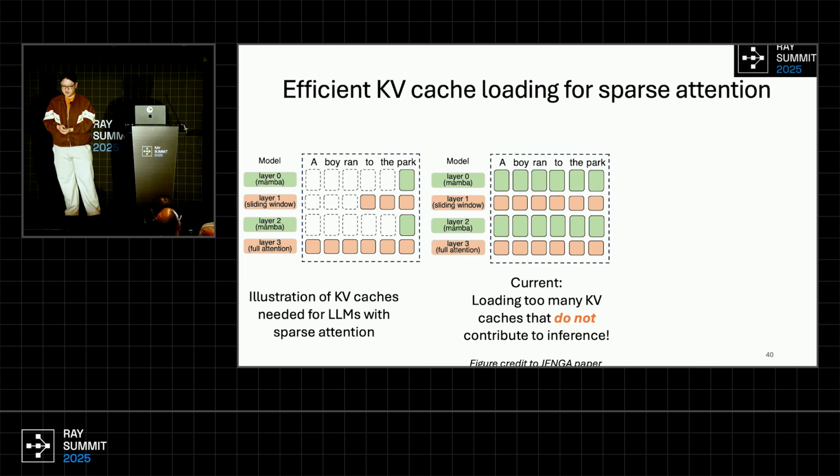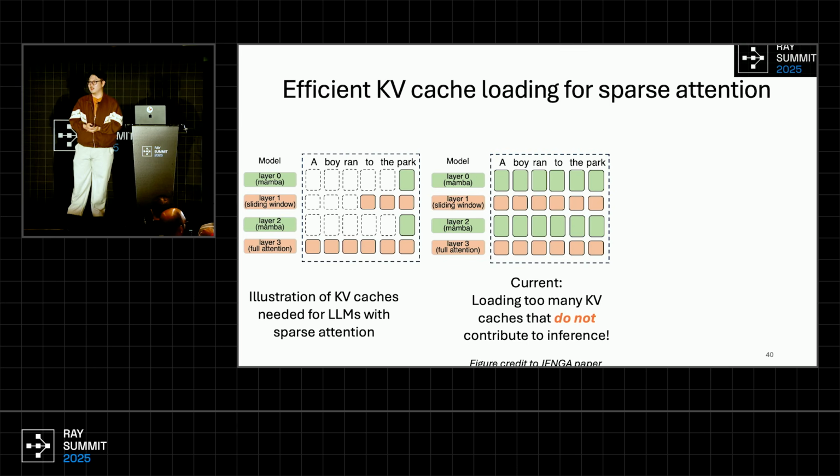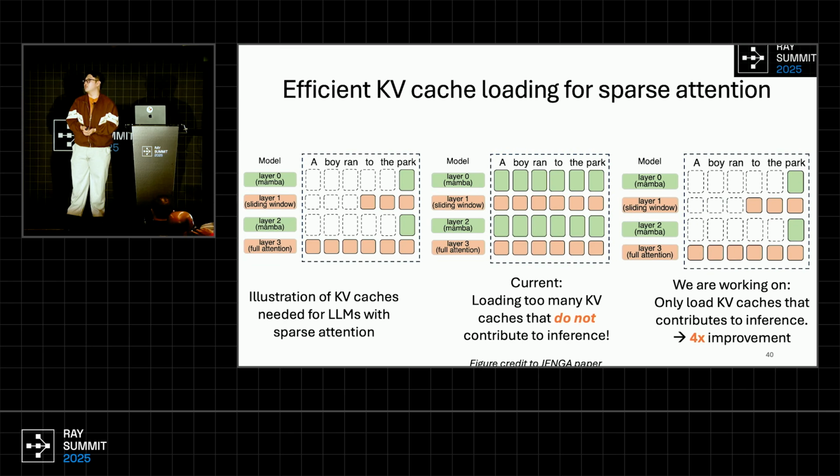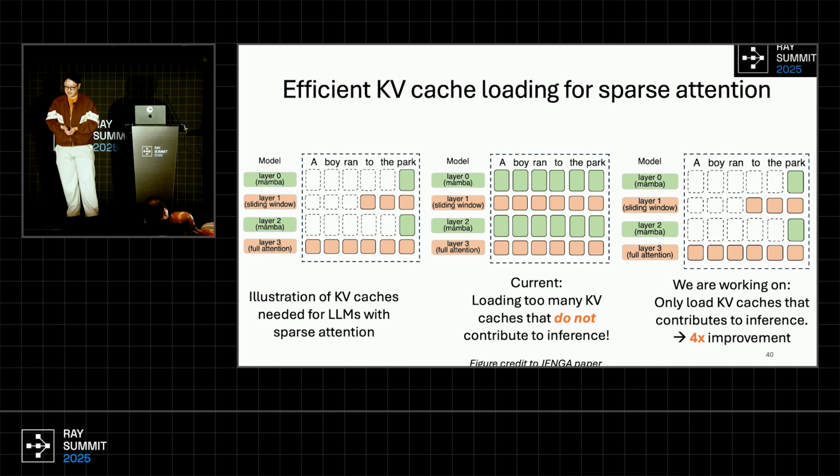But this is not what existing frameworks across open source are doing. They're loading every KV cache. This is not ideal, because ideally we just want to load the KV caches needed for inference, not the ones unrelated to inference computation. This technique alone can give us a 4x improvement on long context, because a lot of models use sparse attention in a 4 to 1 ratio, where 4 is the number of sparse attention layers and 1 is the number of full attention layers.